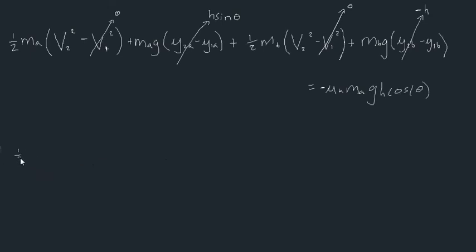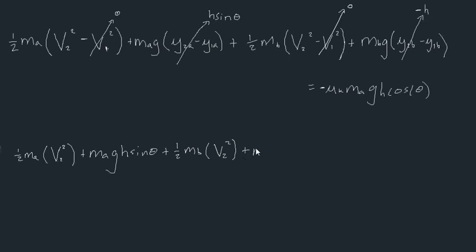We've got a half ma times v2 squared, the magnitude of our velocity of both blocks, squared, plus ma g h sine theta, plus a half mb times v2 squared. And this is the same v2, right? Because remember, the blocks have the same magnitude of velocity at any time because they're connected to each other.